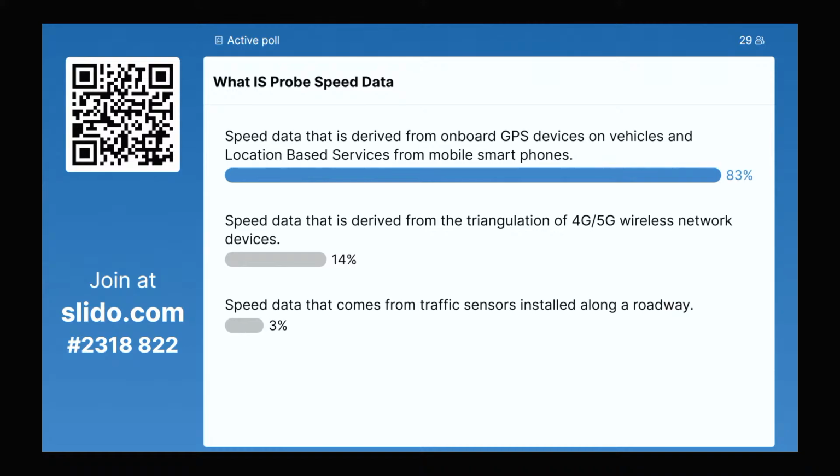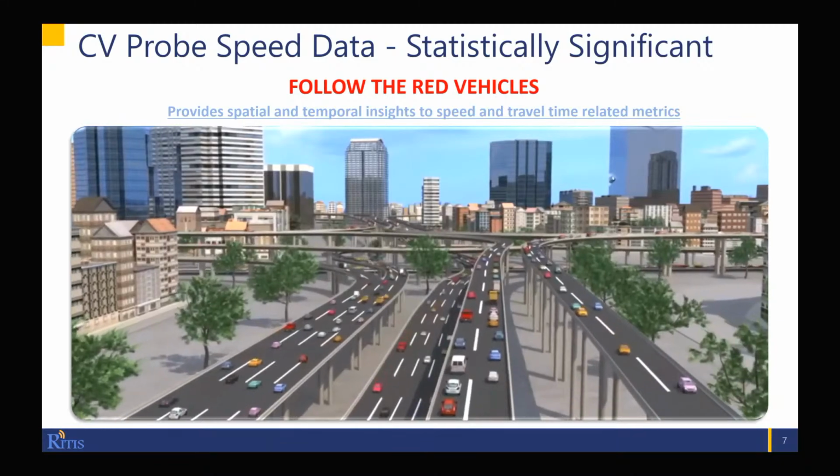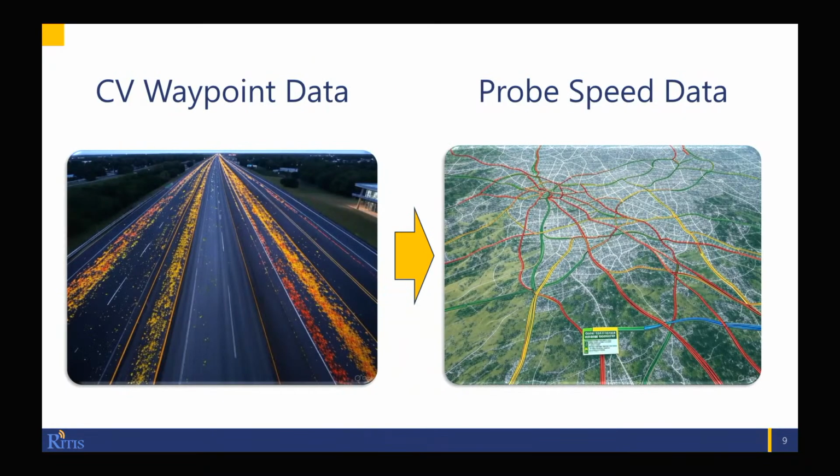So probe speed data, there's a lot of work that goes into the validation of it. There's many, many more sources of probe speed data that can be mapped to a roadway segment. You've got underlying GPS data from cars. You've got location-based services coming from mobile apps. Really, really rich, diverse collection of probe data. And we talked a lot about this already. I don't need to go over that again.